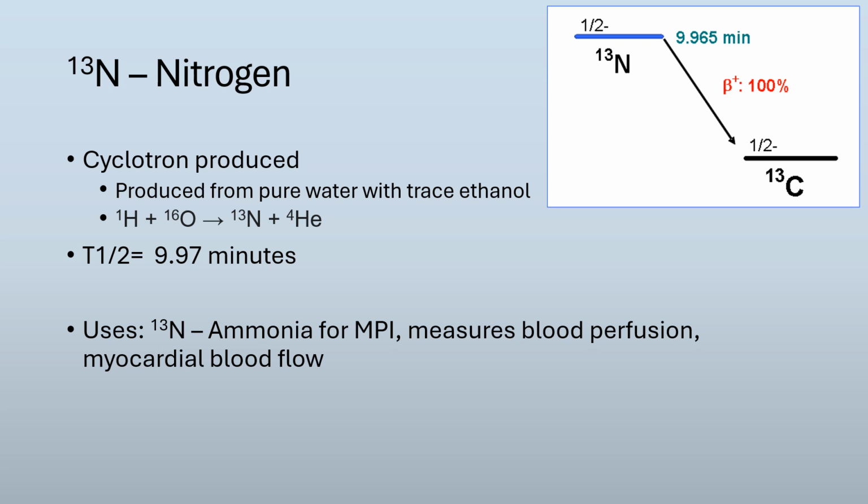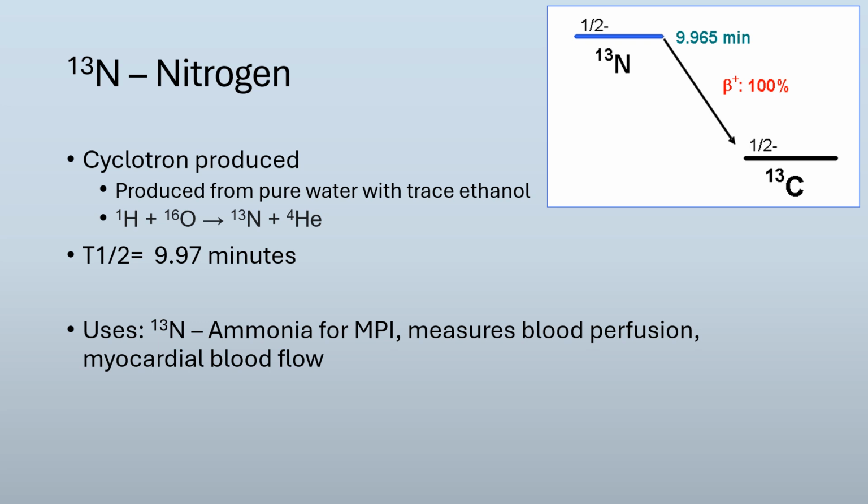Now we talk about the cardiac agents. Nitrogen-13 is the first one. Nitrogen-13 is cyclotron produced. It is produced from pure water with trace ethanol. And you see the chemical equation there for how it's made. It's hydrogen plus stable water. So you just really are bombarding that stable water with the proton, and that produces nitrogen plus helium.